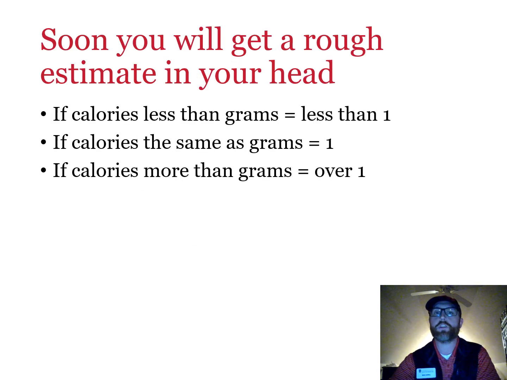Many people can eventually do a rough estimate of a food's energy density in their heads. Basically, if the calories are less than the grams that the food weighs, the food is low in energy density. If the calories and the grams are nearly the same, or the calories are more, you know the food is going to be higher in energy density. Again, we're trying to shoot for foods that are lower in energy density.